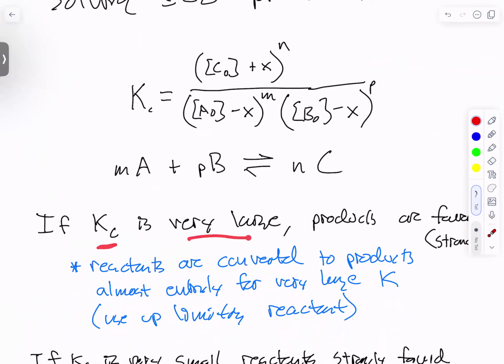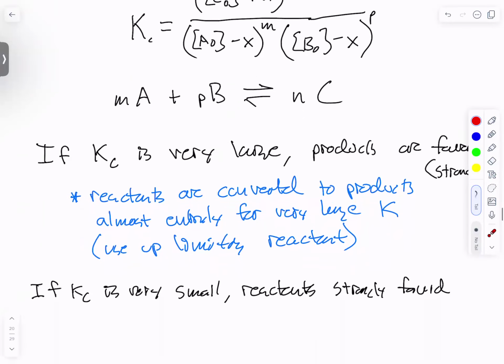If Kc is very large, then that means products are favored. So we're going to have way more products at equilibrium, and reactants are converted to products almost entirely. So we could make a simplifying assumption and say, what if we basically used up all of the limiting reactant to make product, if I have a very large K? And then we consider some maybe small change from having used up all of that limiting reactant.